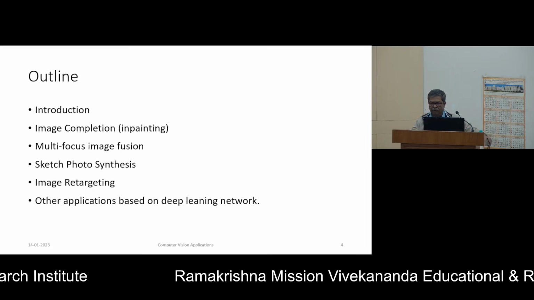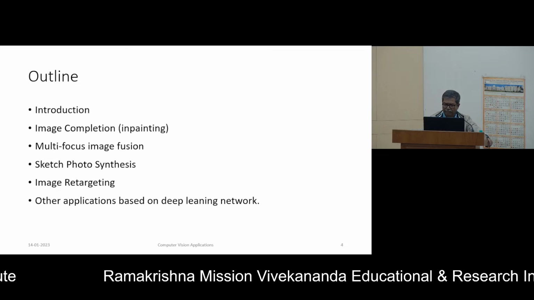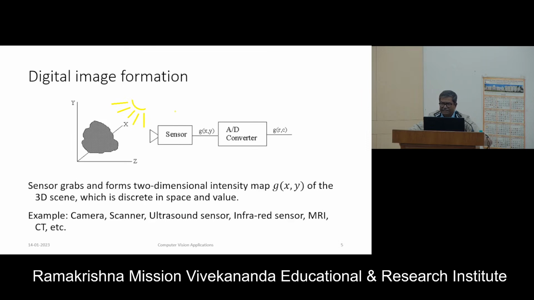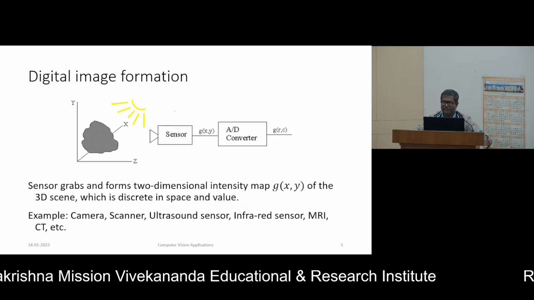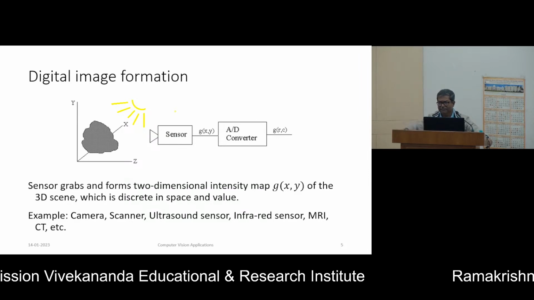Okay, so let's see how images are formed. Just to give a basic idea, there's a three-dimensional world. We have an object there, and there must be some light source. Here we have artificial lights. Outside you have the sun, right?